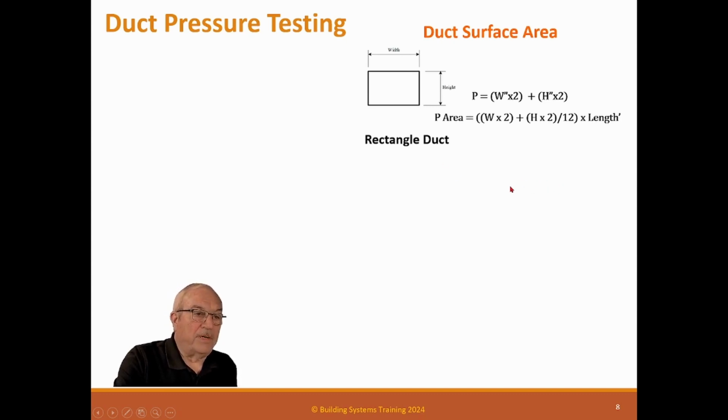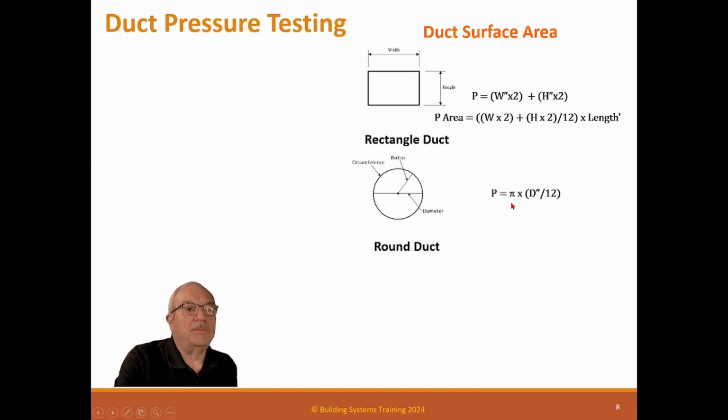Now, normally for elbows and fittings, we go to the center line. We don't spend a lot of time agonizing over the exact square foot of an elbow, unless it's a 20-foot by 10-foot duct, which I've only seen once. So it's probably not that. Round duct, of course, the perimeter equals pi times the diameter divided by 12. The diameter is in inches. And the area is that times the length of the duct.